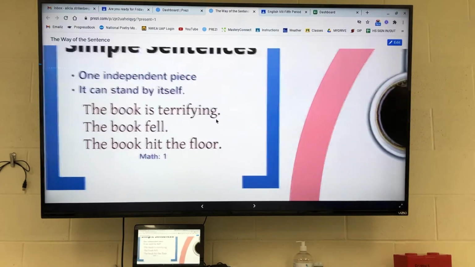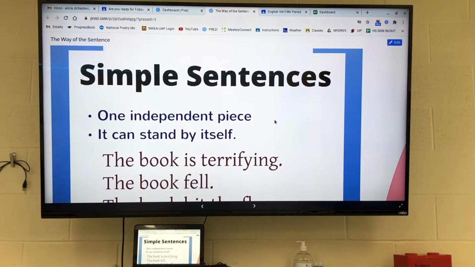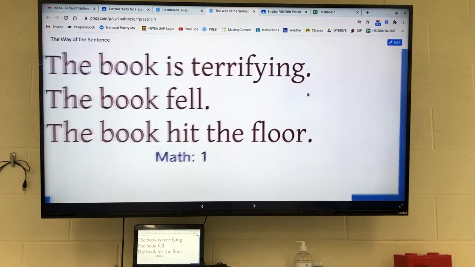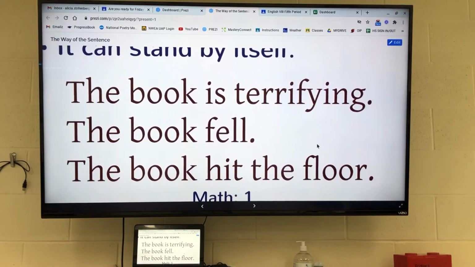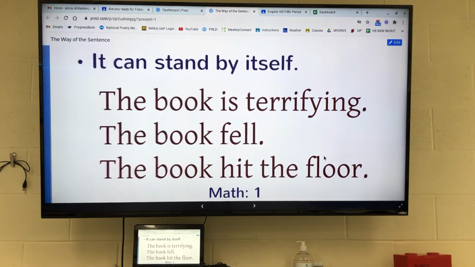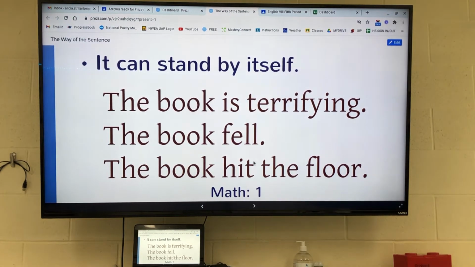So if we think about, I was writing about Stephen King's It. I don't know how many of you have seen that movie. The book is really scary. So if I look at these 3 sentences, they all describe the book. They all have a subject, obviously it's book, as far as what the focus of those sentences is about, and then you have either a description or an action.